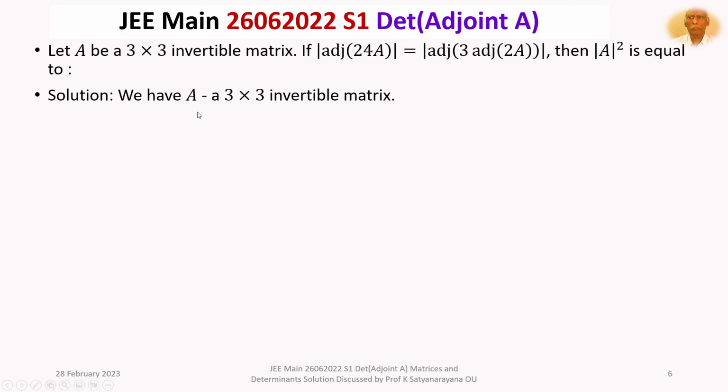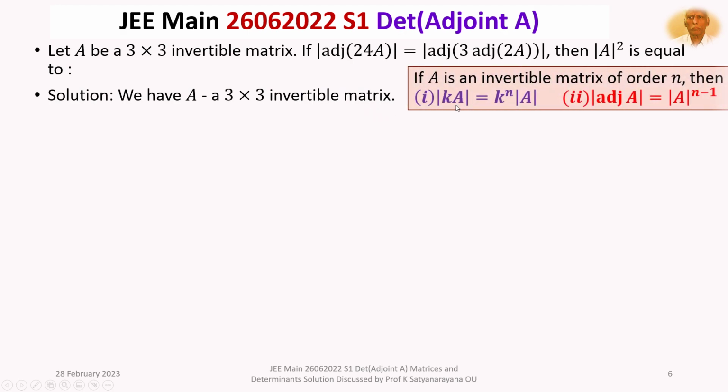We have capital A, a 3 by 3 invertible matrix. What do you mean by invertible matrix? A matrix which has an inverse, a multiplicative inverse. That is, the matrix A is a non-singular matrix. That is, the determinant of matrix A is not equal to 0. Invertible means its determinant is not equal to 0.